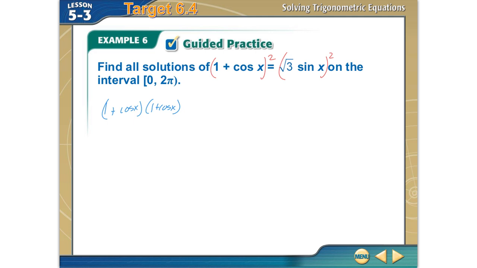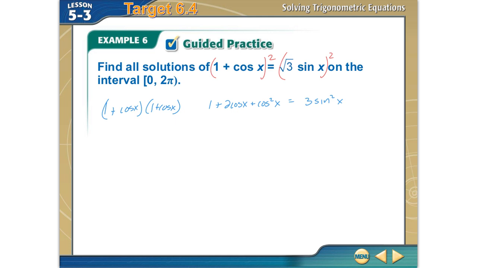It's not a difference of squares, so you're going to get more than just a 1 and a cosine squared of x. If I distribute this all out, my left side is going to be 1 plus 2 cosine of x plus cosine squared of x. And on the right side, if I square that, I'm going to get 3 sine squared of x. Now I have a cosine squared and a sine squared, which will allow me to use a Pythagorean identity.